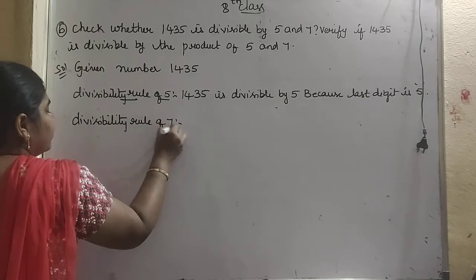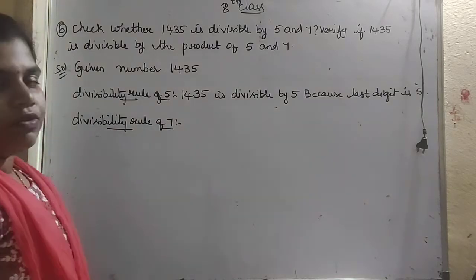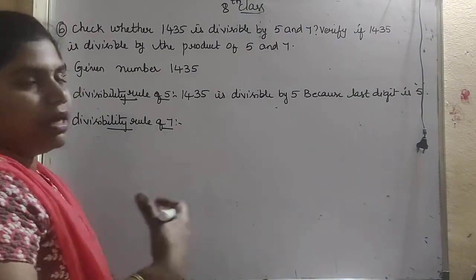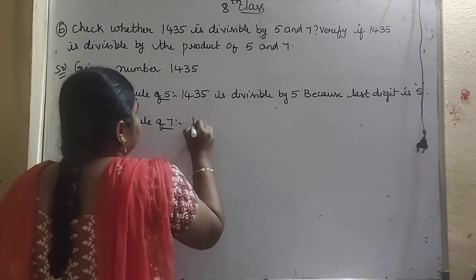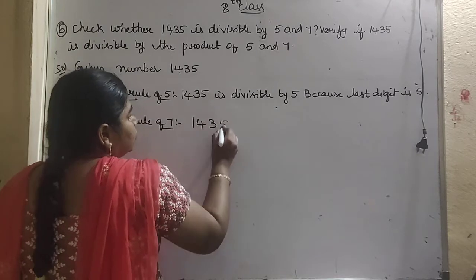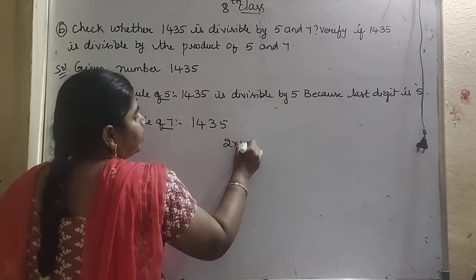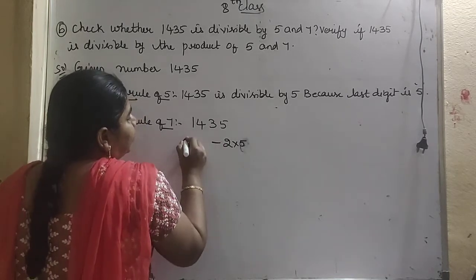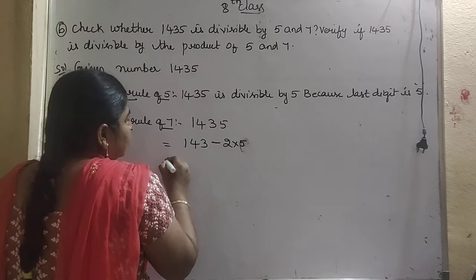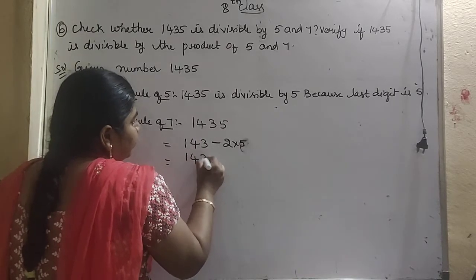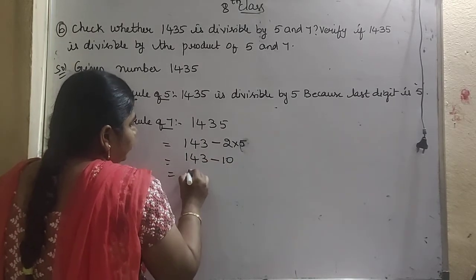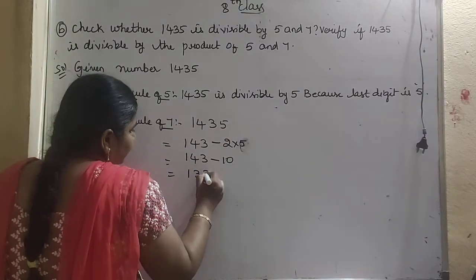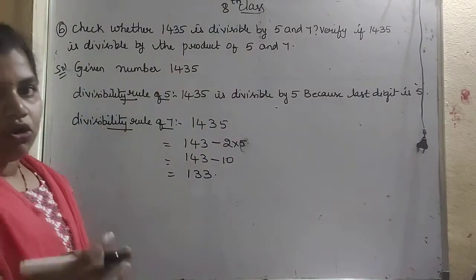Divisibility rule of 7. What is the divisibility rule of 7? Twice the last digit, we have to subtract from the remaining number. The given number is 1435. Twice the last digit means 2 into 5, and we subtract this from the remaining number. So it will be 143 minus 10, so sorry, 133. Whether this 133 is divisible by 7 or not, we don't know.